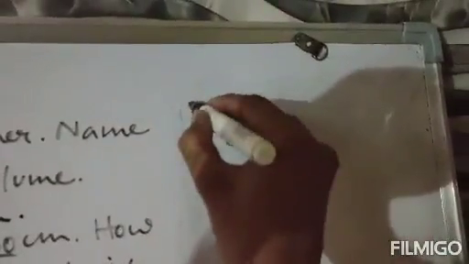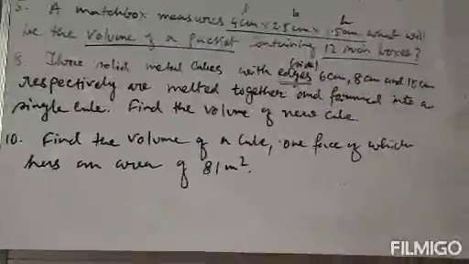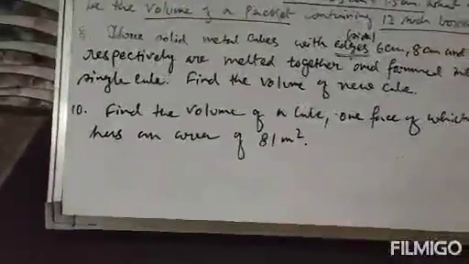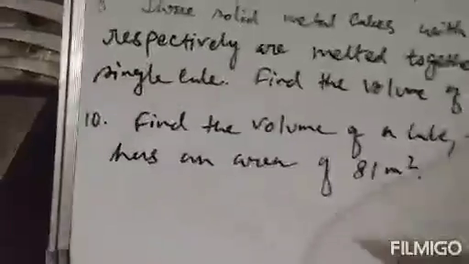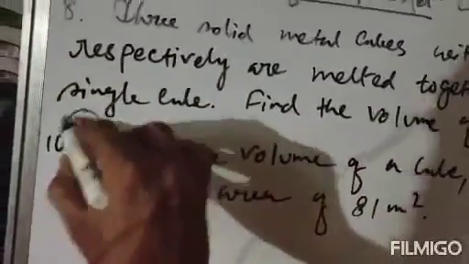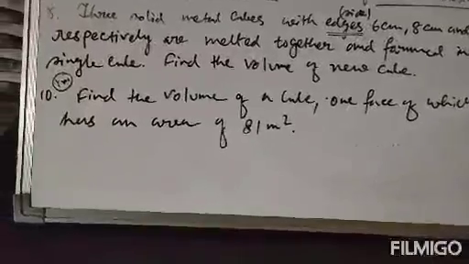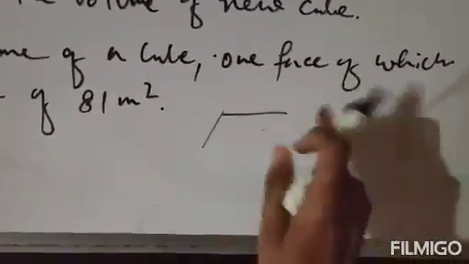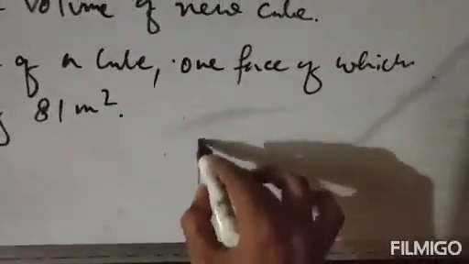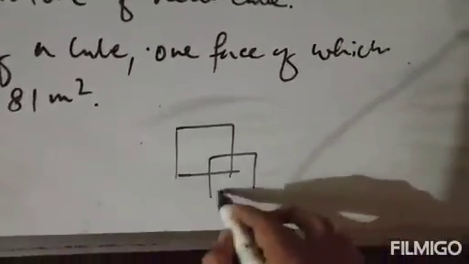Question number 10 is: find the volume of a cube, one face of which has an area 81 centimeter square. This is an important sum. This is a little bit different. So we have a cube. Suppose I am going to draw a cube first. This is a cube.